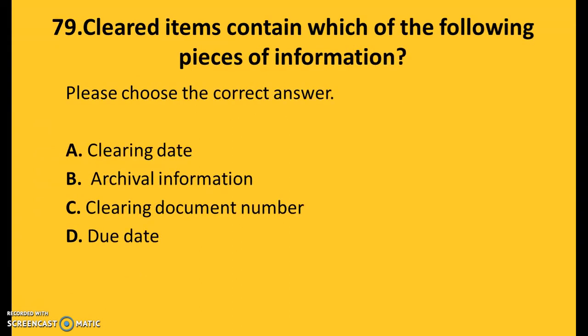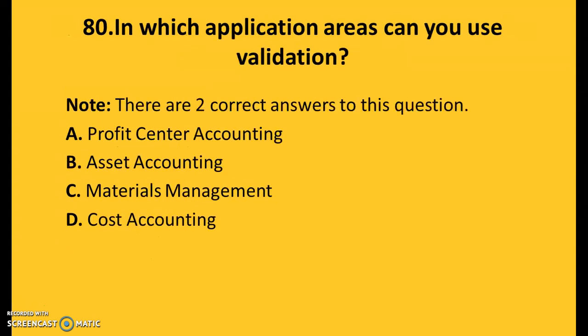Cleared items contain which of the following pieces of information? A, clearing date, B, archival information, C, clearing document number, and D, due date. So the answers are A and C, clearing date and clearing document number.